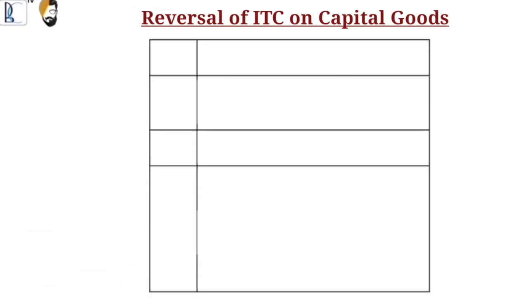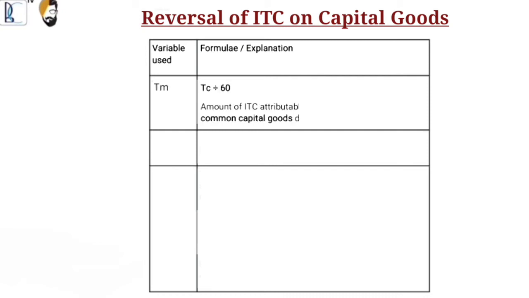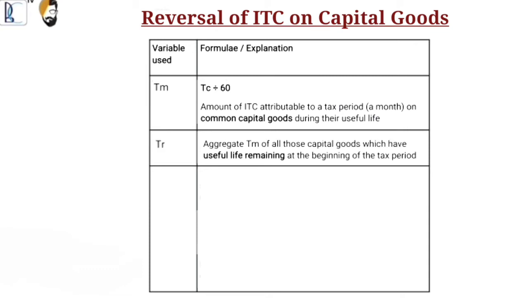Reversal of ITC on capital goods. Variable used, formulae, or explanation. DM: DC divided by 60. Amount of ITC attributable to a tax period, a month, on common capital goods during their useful life. DR: aggregate DM of all those capital goods which have useful life remaining at the beginning of the tax period.